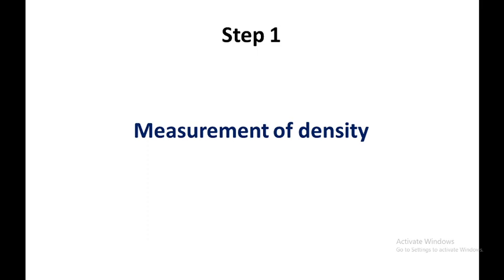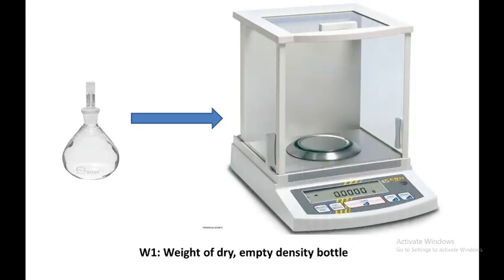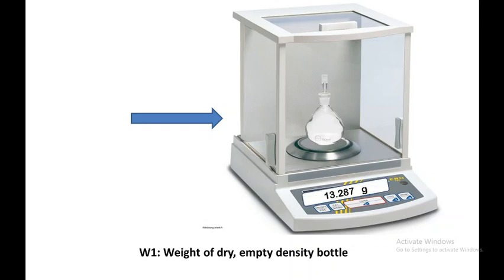So the first step is the determination of the density of the liquid. For the determination of density, the specific gravity bottle is used. Here we can divide the procedure into three different stages. First is W1, where the weight of the dry and empty specific gravity bottle is taken. Ensure that the specific gravity bottle is completely dry. The weight of the specific gravity bottle is taken using a sensitive analytical balance, and it is showing 13.287 gram. That is the weight of the empty specific gravity bottle, and consider this weight as W1.